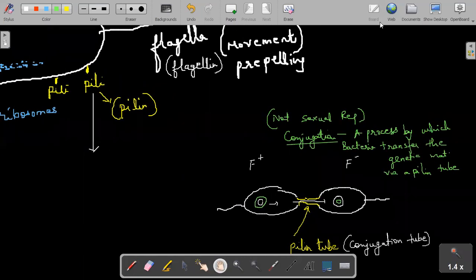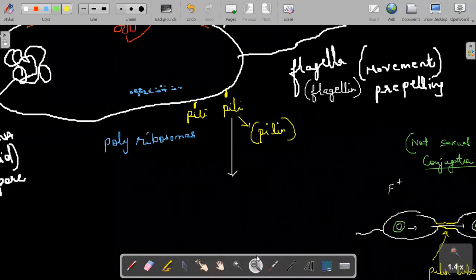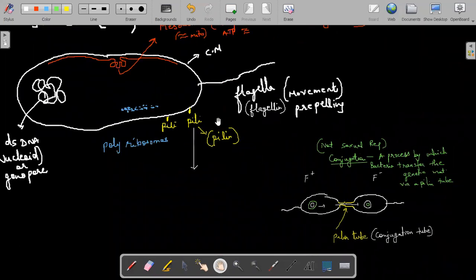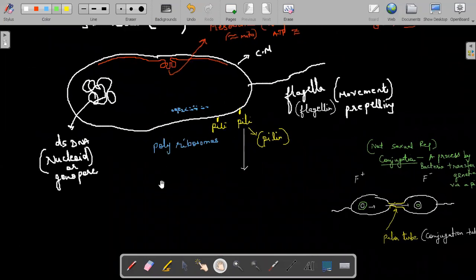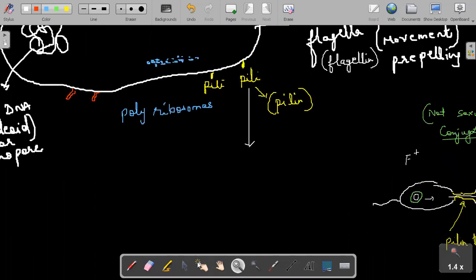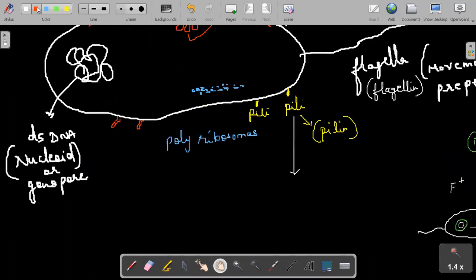Yes. Okay. Has everybody understood this part? Pili. Yeah. Okay, now let's come to one more structure which is present on the cell membranes. Now these are called fimbriae. Fimbriae is different, okay, than pilus. Fimbriae.